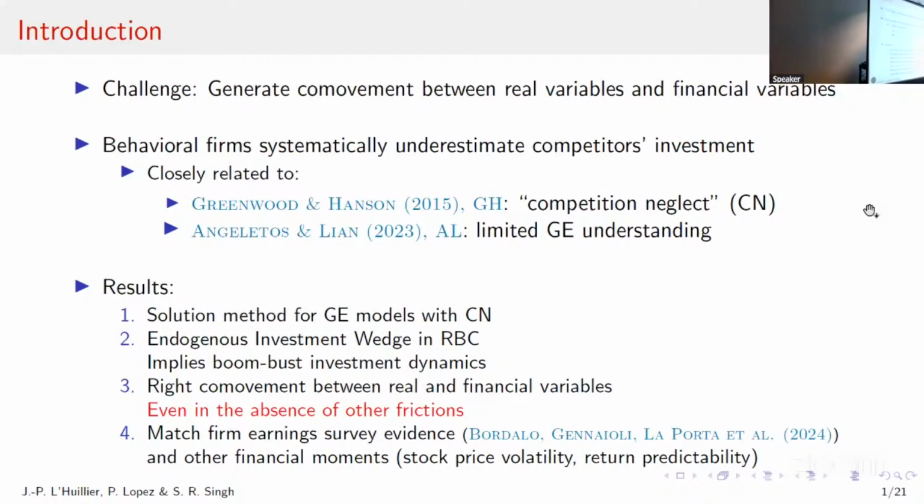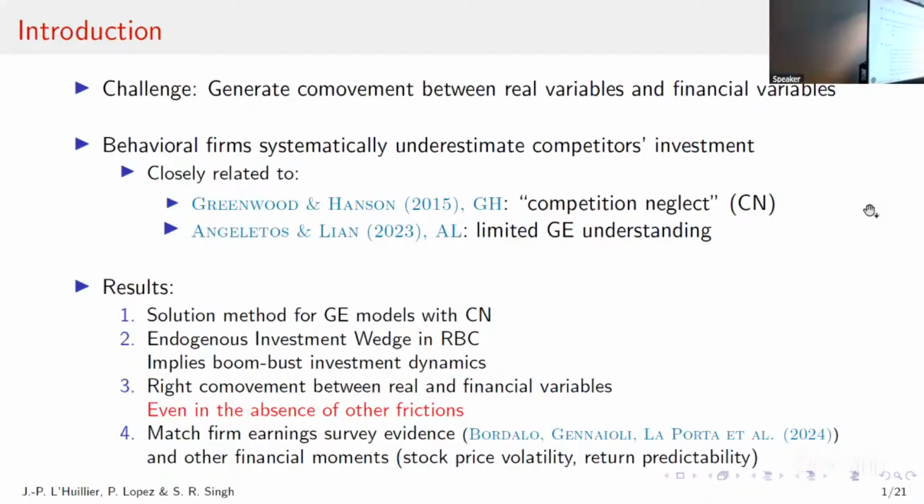Now, however, when it comes to the modeling side of things, it turns out that capturing these ideas in dynamic general equilibrium models is actually not straightforward. So the challenge that typically arises is that it is hard to generate in standard frameworks the kind of co-movement that we observe in the data between real variables and financial variables. Now, this idea being important, as you might imagine, there's a large literature attempting to address it. So what is it that we're going to try to bring to the table here?